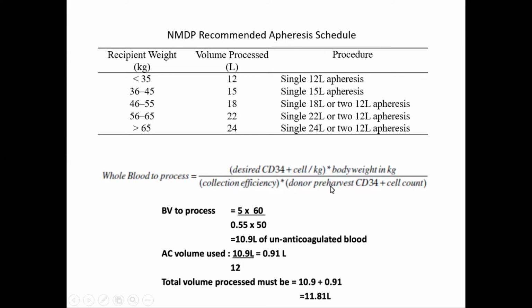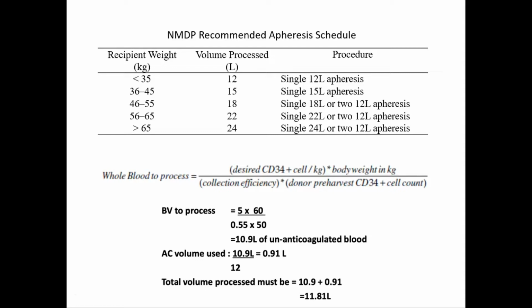For example, we are doing an autologous setting where I want 5 million cells from the patient. So we will put the value 5, and the recipient body patient weight is 60. The collection efficiency of my equipment is 55%, that is 0.55, and the donor peripheral blood CD34 count in the morning was 50 cells. So we get somewhere around 11 liters of unanticoagulated blood.